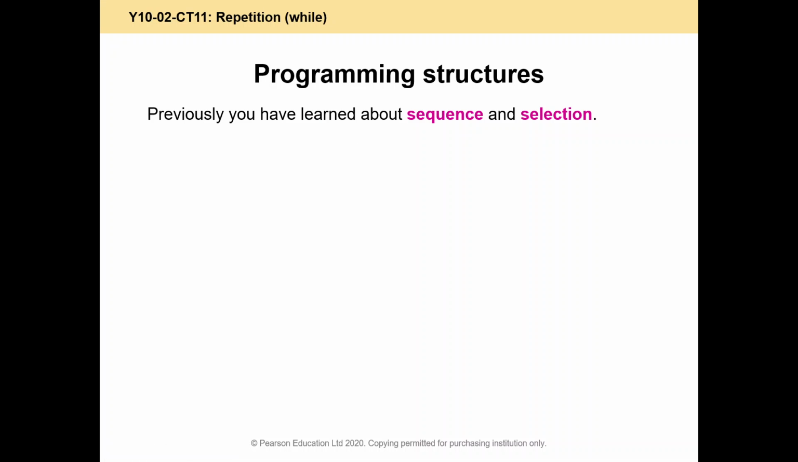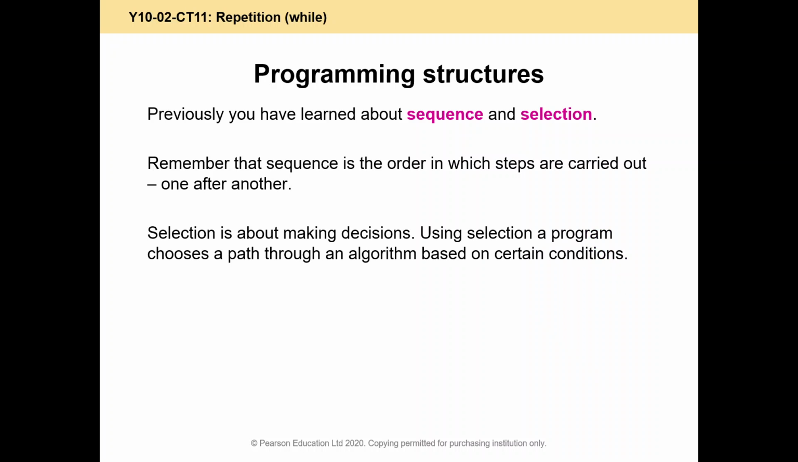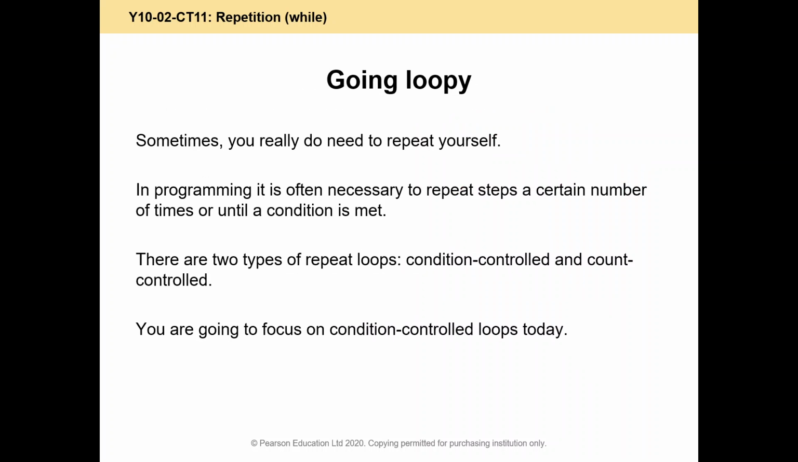We've talked about sequence and selection as programming constructs or programming structures. Remember, sequence just means multiple instructions in order, and selection means making a decision. Looping or repetition or iteration is how we start to get our code much more efficient. You could have 100 lines of code that all do the same thing, but if you can have that in a loop, then you've just got a couple of lines that does all of that in one go.